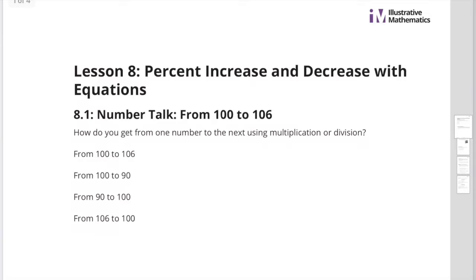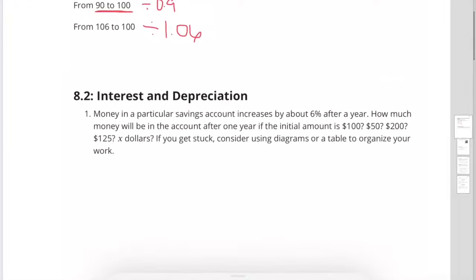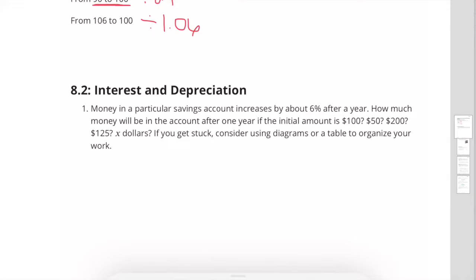Math! Unit 4, Lesson 8, 8.2. So we're working with interest and depreciation. So number 1, we have money in a particular savings account that increases by about 6% after 1 year. So how much money would be in the account after 1 year if the initial amount was $100?